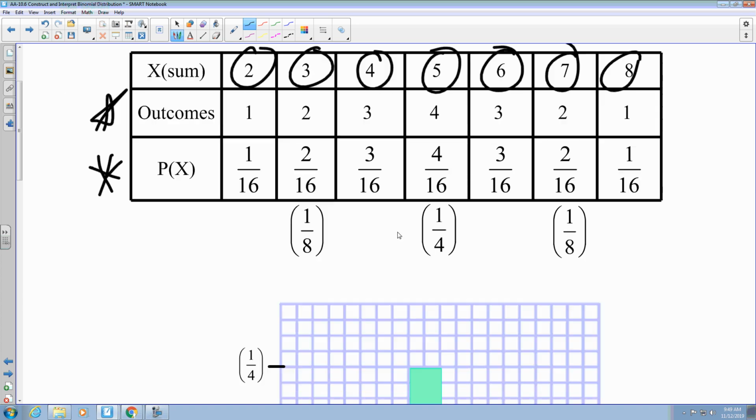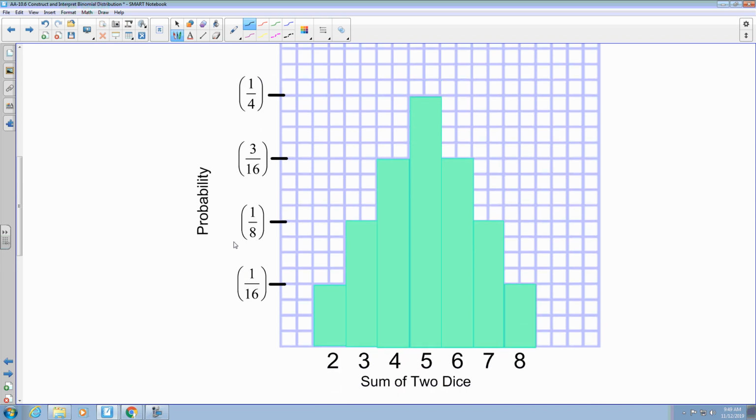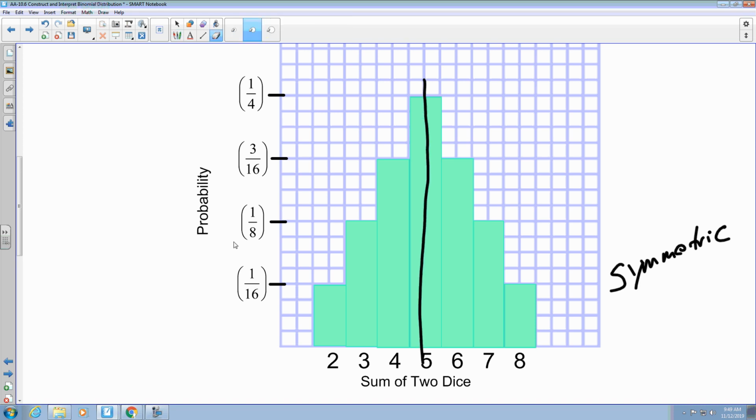So what we did here is we created a histogram, which is a bar graph where there are no spaces in between the bars. And what we've concluded is that this particular histogram is symmetrical because you could cut it in half and it'd be a mirrored image. Okay.